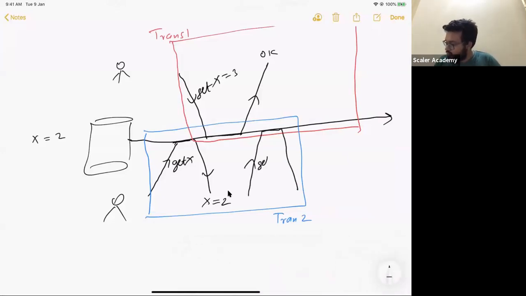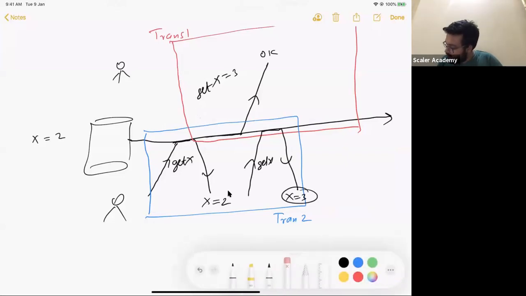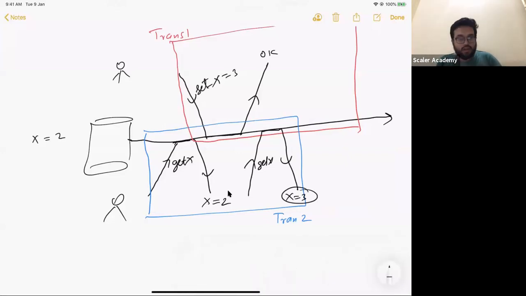So he said, भाई मेरे को x की value बता दो. उसने बता दी कि भाई x की value 3 है. Does that make sense? Why this value of x equal to 3 here? Folks, does it make sense? Because the other user used this set x before. This is not get x. This is actually set x. And now this transaction ended. The transaction 2 for the user ended.